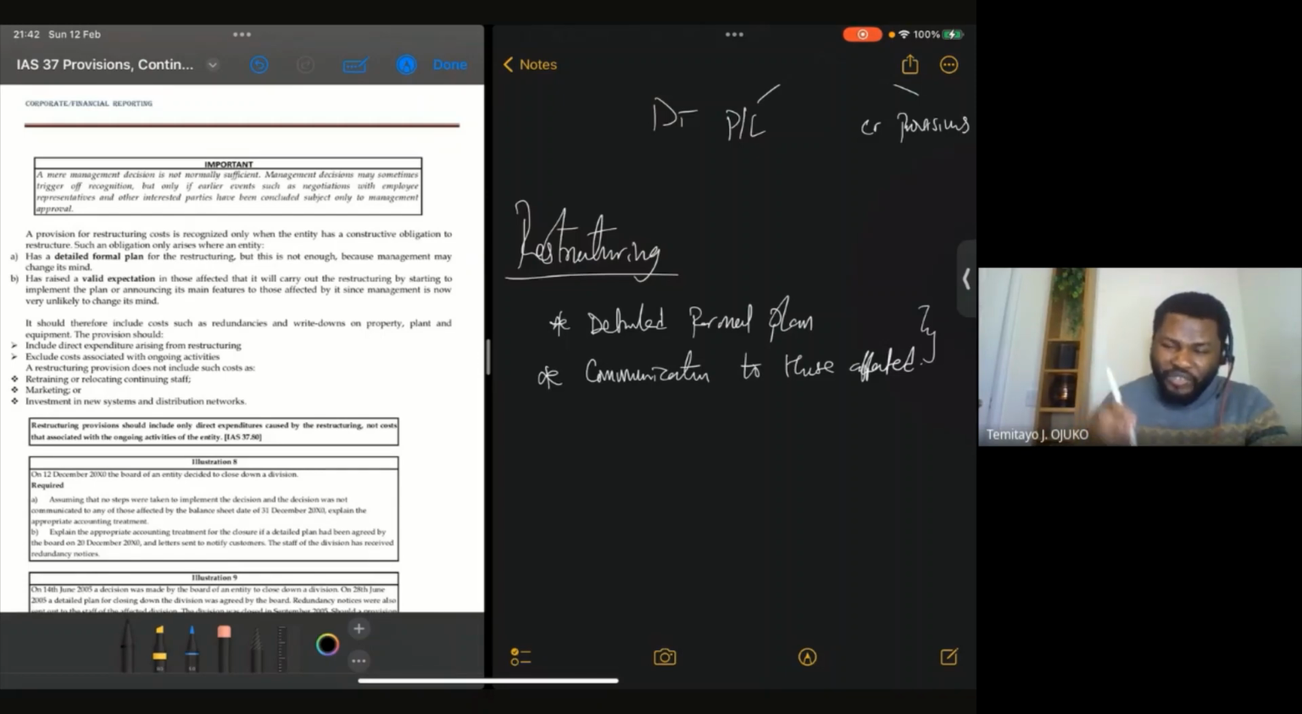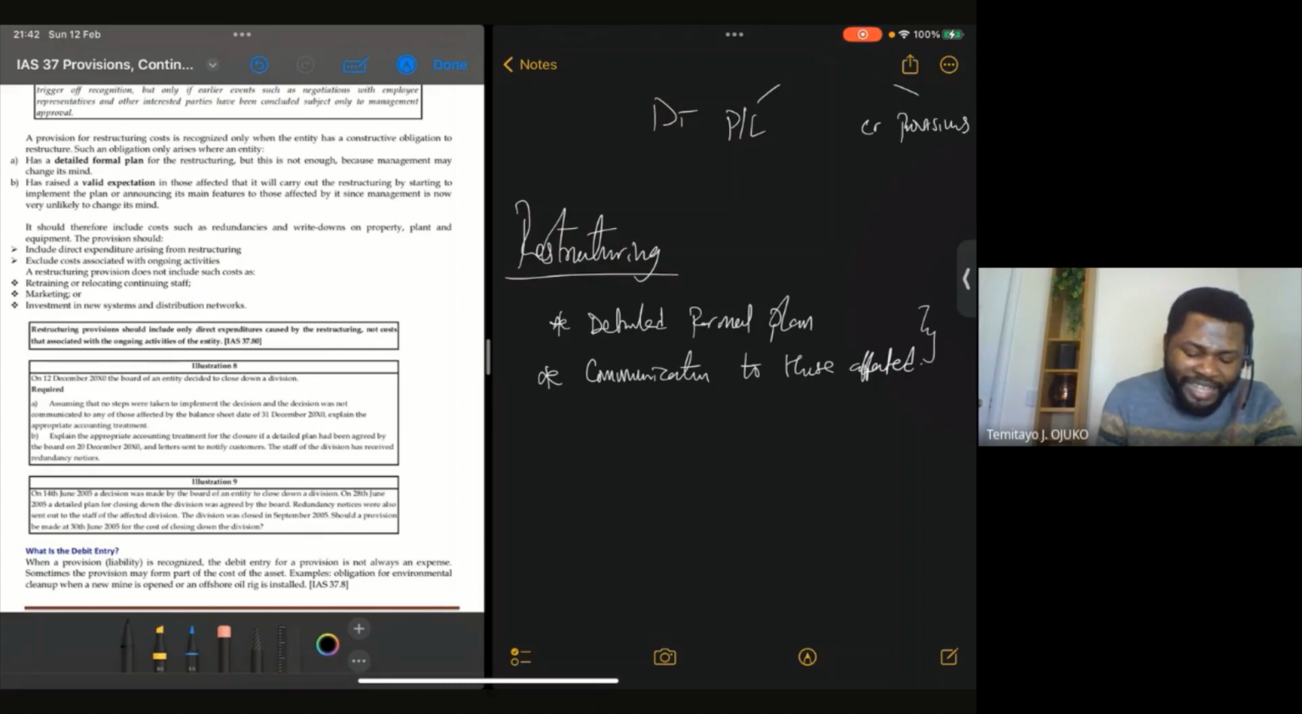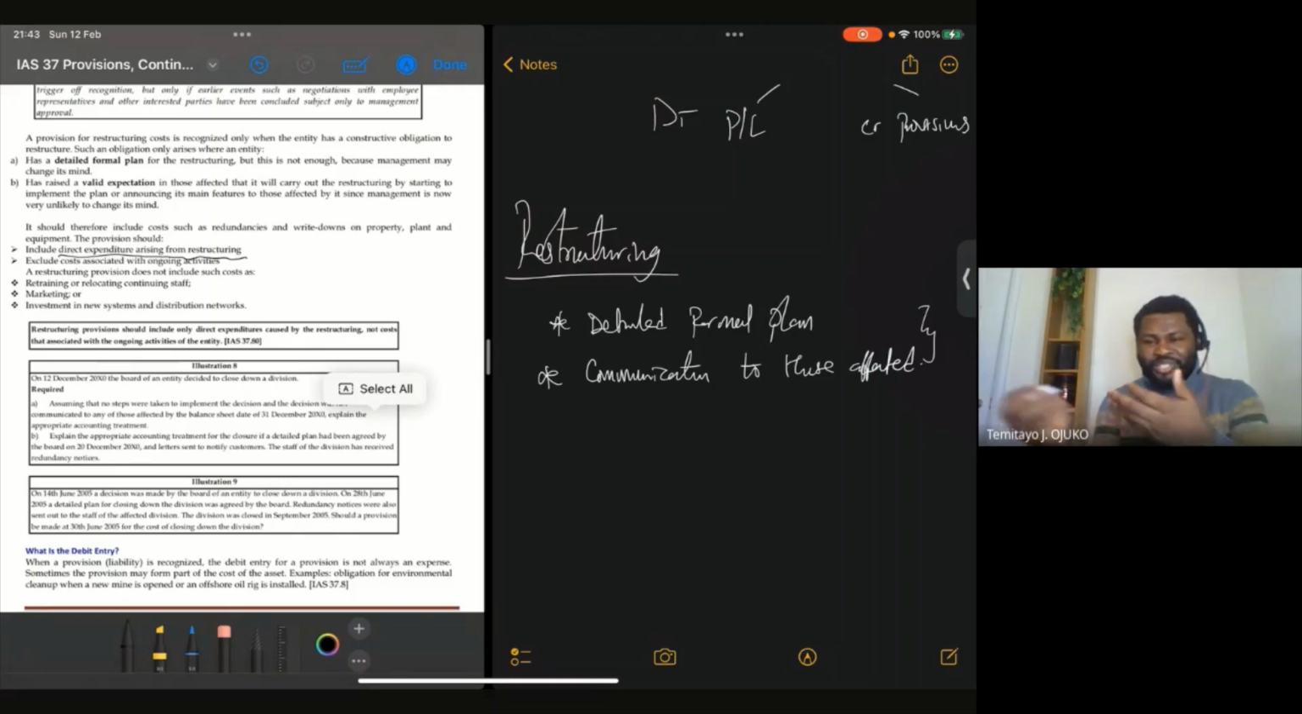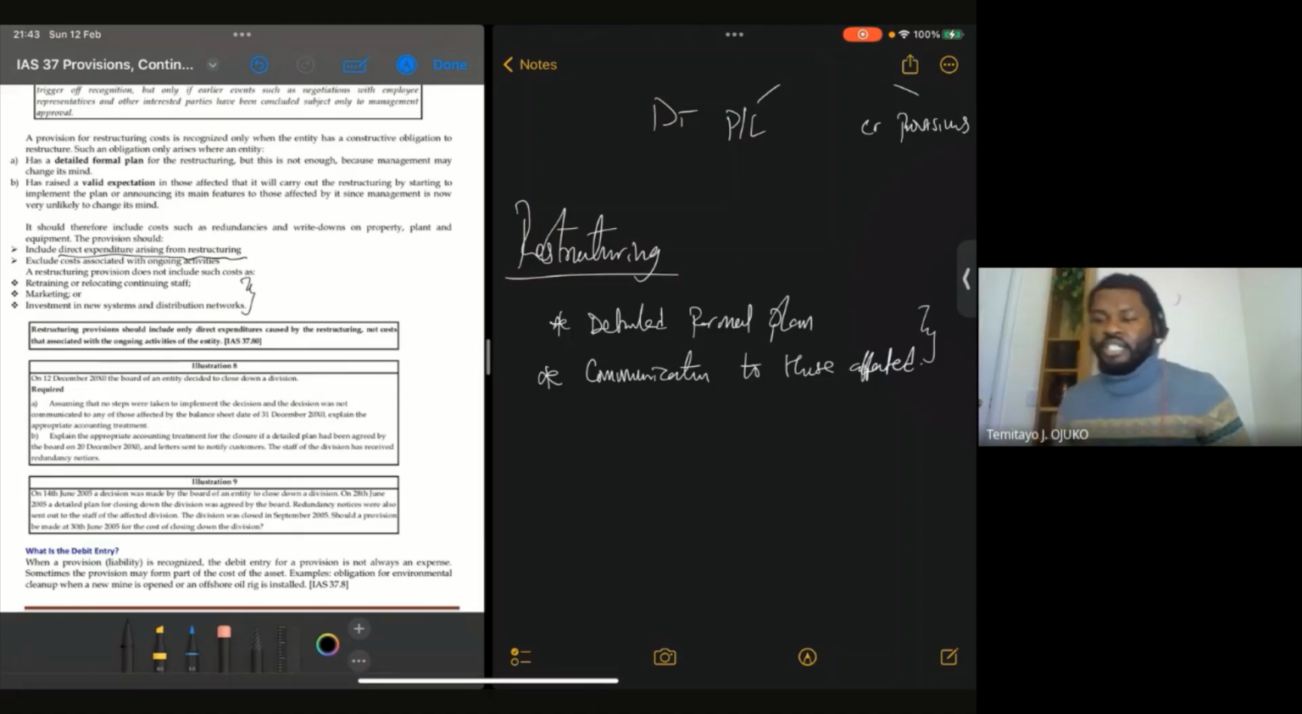Now, your restructuring provision should include the following, such as redundancy and write down of property, plant, and equipment. The provision should include direct expenditure arising from restructuring, but it must exclude costs associated with ongoing activities. For example, restructuring does not include such costs as retraining or relocating continuing staff. No. Marketing. No. Investment in new systems and distribution networks. No. These three are not to be included as part of a restructuring provision.